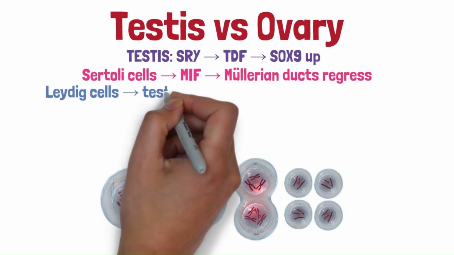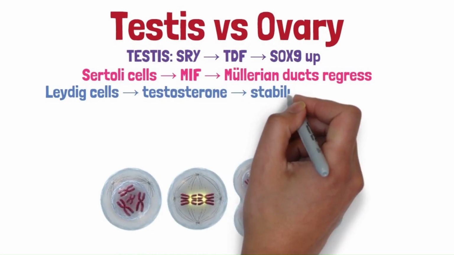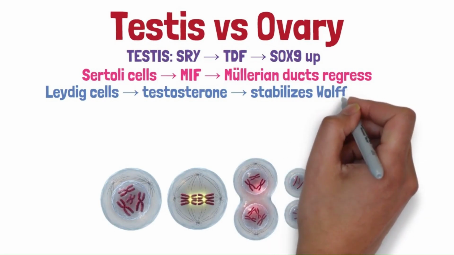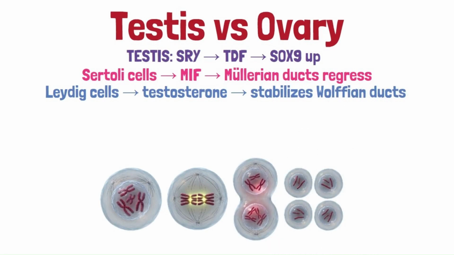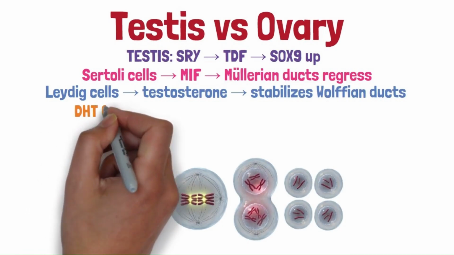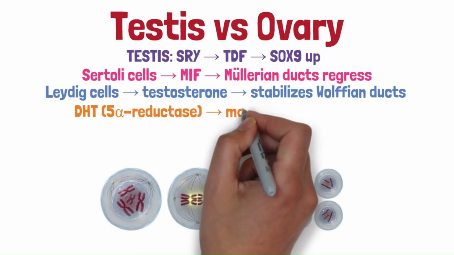And testosterone gets converted by 5 alpha reductase into DHT, which is what actually builds the male external genitalia. Testosterone maintains internal structures. DHT builds external ones. Don't mix those up on the exam.